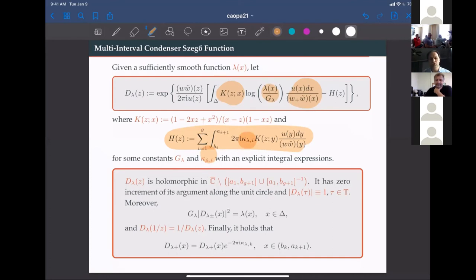What kind of function is that? It's a holomorphic non-vanishing function outside of delta, the convex hull of delta, and its reciprocal. It has zero increment of the argument on the unit circle, has absolute value one there. If you take its traces above and below on delta and you take the absolute value squared, you're going to get your weight lambda back. It has the symmetry with respect to the unit circle, so you know what happens on the reciprocal delta, and on all the gaps, it has unimodular jumps.